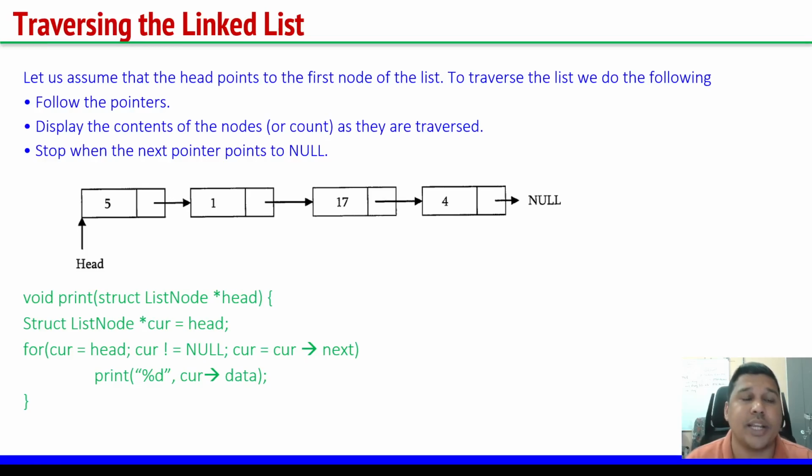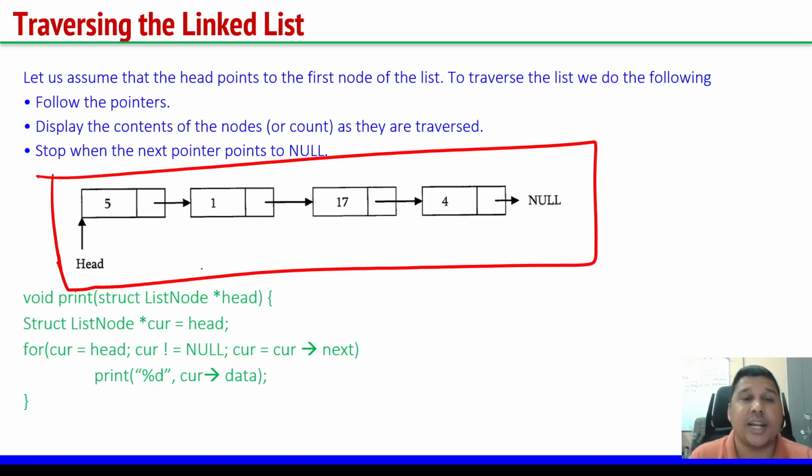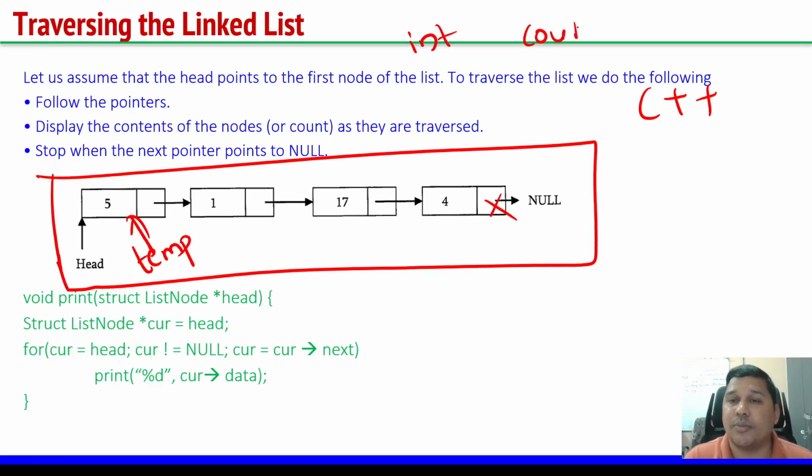So the next one is, given a list like this, find out the length of the list or count how many elements are there in the list. Again, how do you have to do it? You have to create a temporary variable. Unless it is null, keep moving. Take a counter, int count. Create a variable count and keep doing count plus plus.